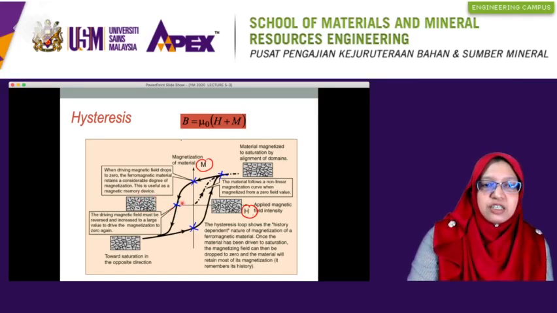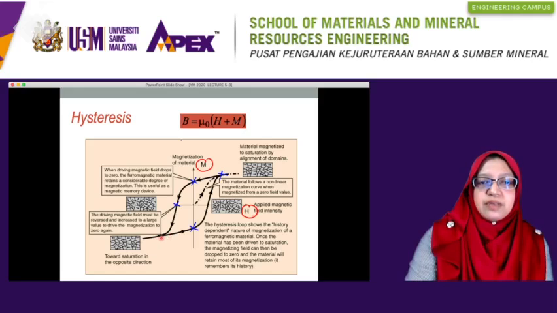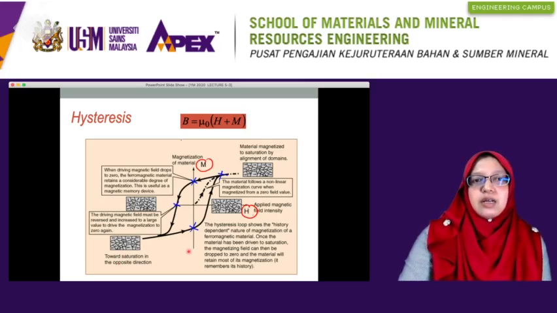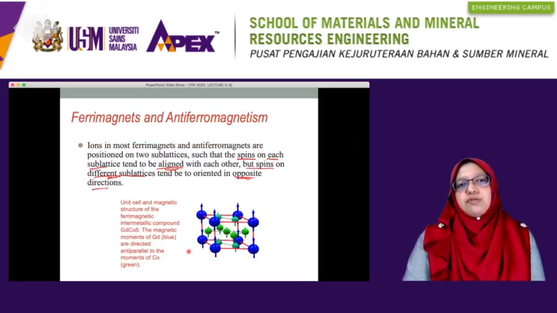Then it drops further here, where the driving magnetic field must be reversed and increased to a large value to drive the magnetization to 0 again. So this is how it looks like. Then towards saturation in the opposite direction here, you can see this direction is totally opposite of this one. So that is the property of hysteresis in magnetic material that you have to know. That's it for ferromagnetic material.